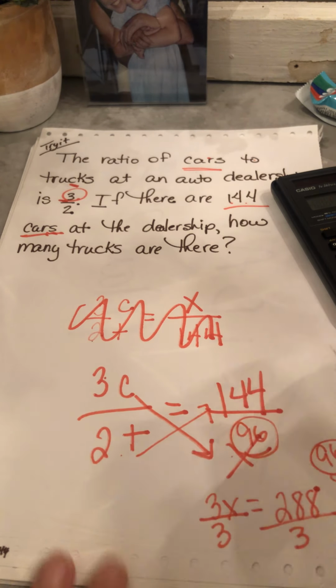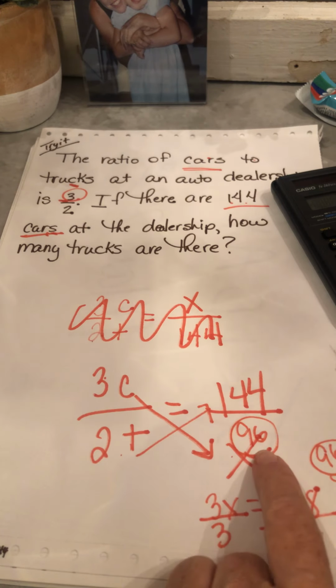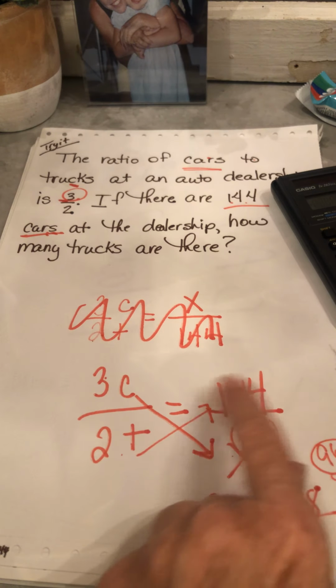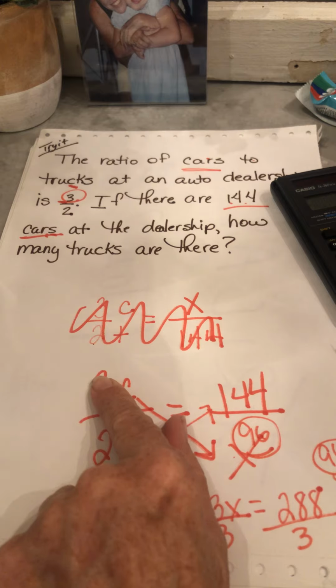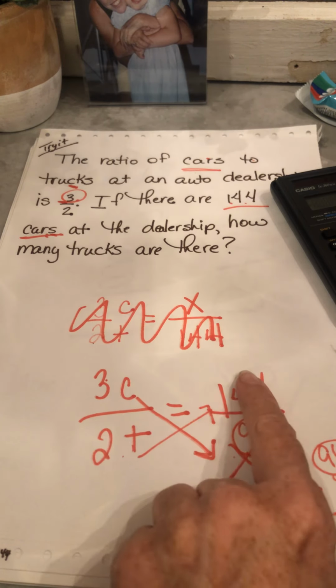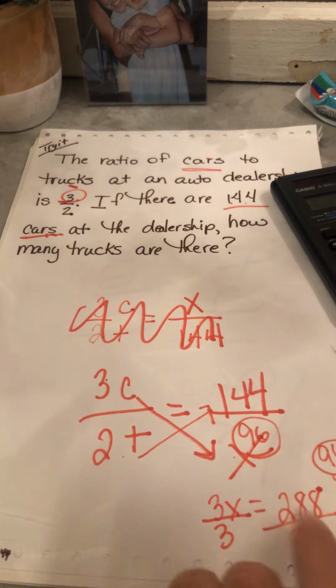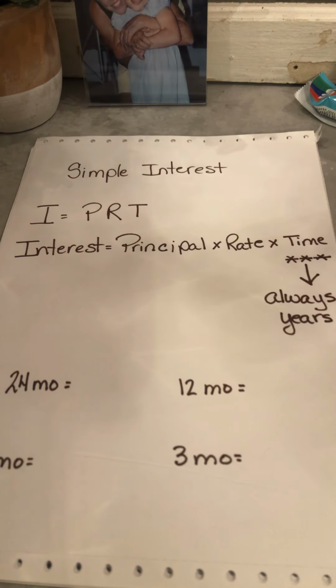Now, does that make sense? My number is smaller, and we think that it should be smaller because cars were bigger here, trucks were smaller. Cars were bigger, trucks were smaller. So make sure you always kind of think ahead. What's my answer going to look like?